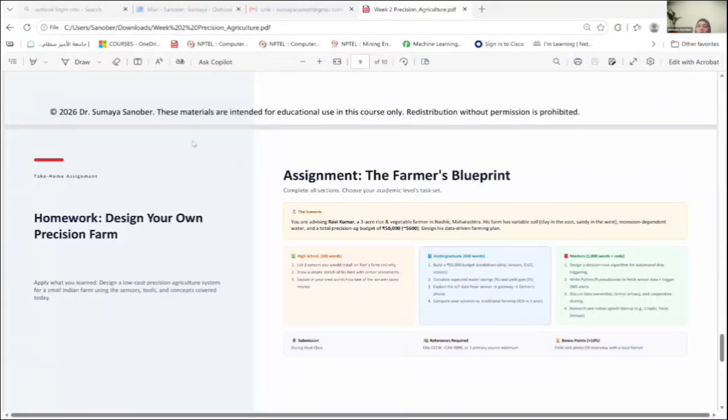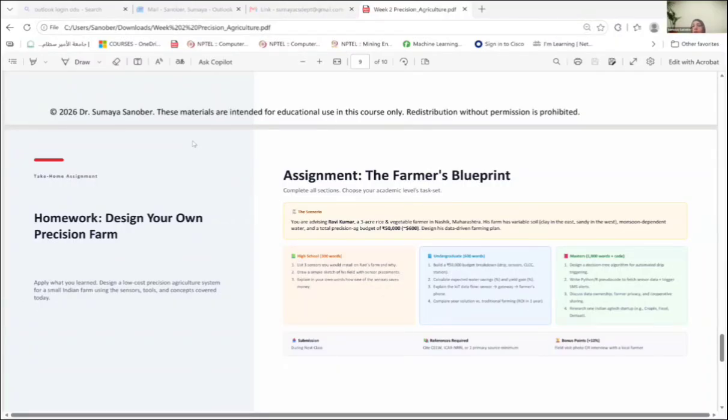So I'm going to quickly give you a little homework. Just try to see what you can do best. For this assignment, you will be designing a low-cost precision agricultural system for a person called Ravi Kumar. He has 3 acres of rice land and is a vegetable farmer in Nasik in Maharashtra. Do you get it? We are talking about the scenario.